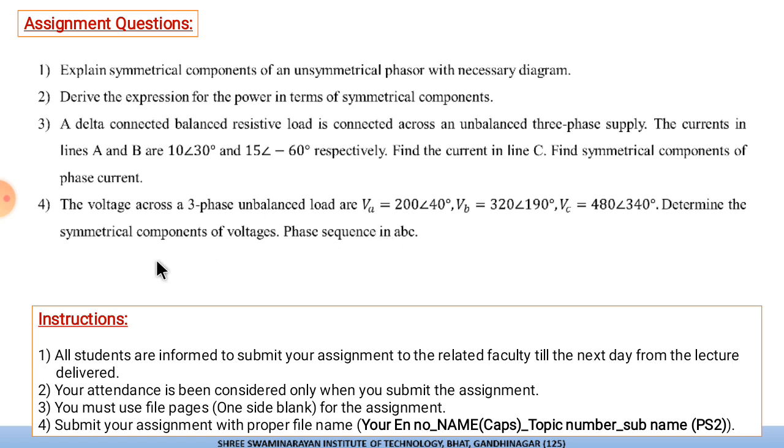So yes, the instructions related to this assignment question are written below. Please read them carefully. You can take a snap of this slide also, and if you have any query or doubt, we can solve your queries and doubts in our doubt solving session, or if any further query arises in your mind, then feel free to call me to solve your doubts related to electrical engineering.